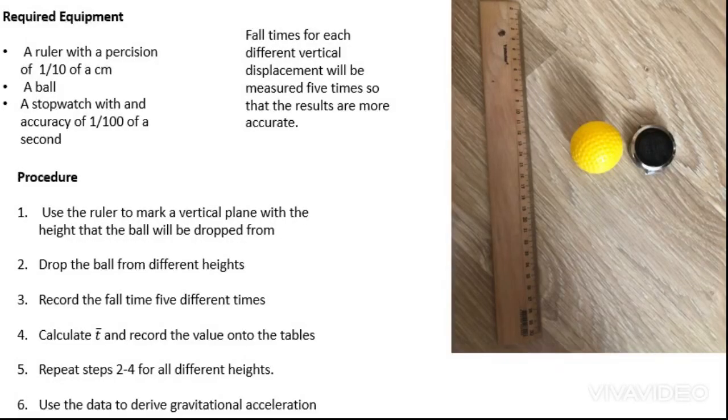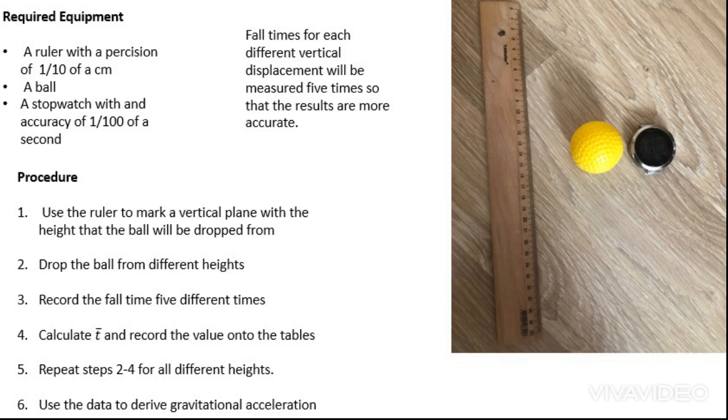The experiment involves dropping a ball from different heights and calculating their fall times. The equipment used in the experiment is a ruler with a precision of 1/10 of a centimeter, a ball, and a stopwatch with a precision of 1/100th of a second. The ball was dropped 5 times for each vertical displacement to get more accurate results.